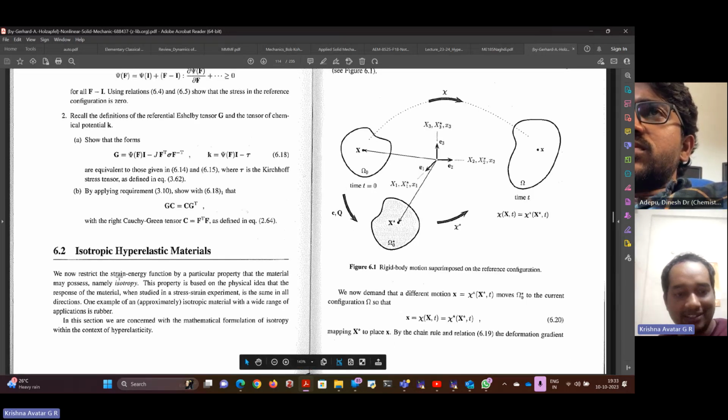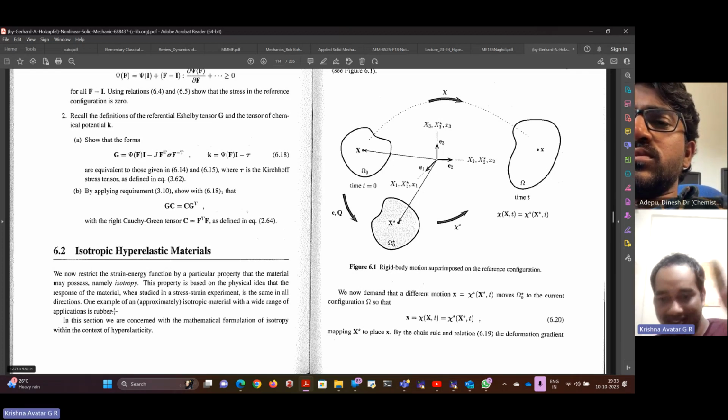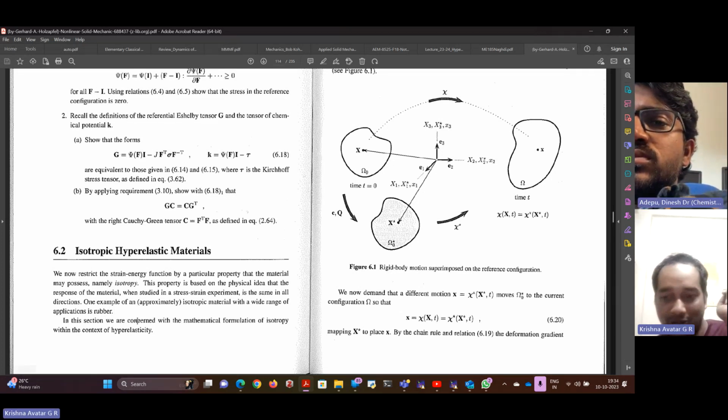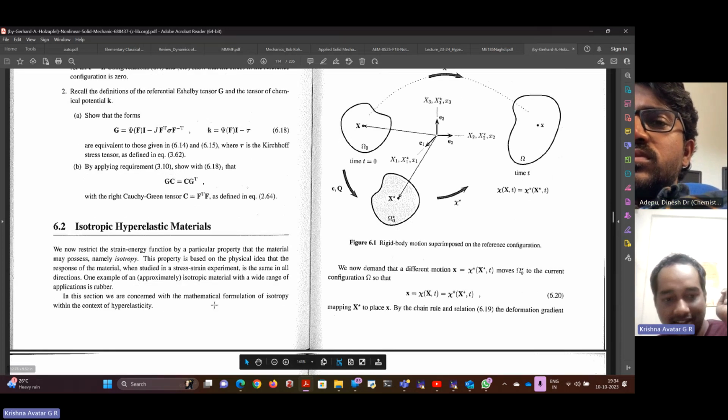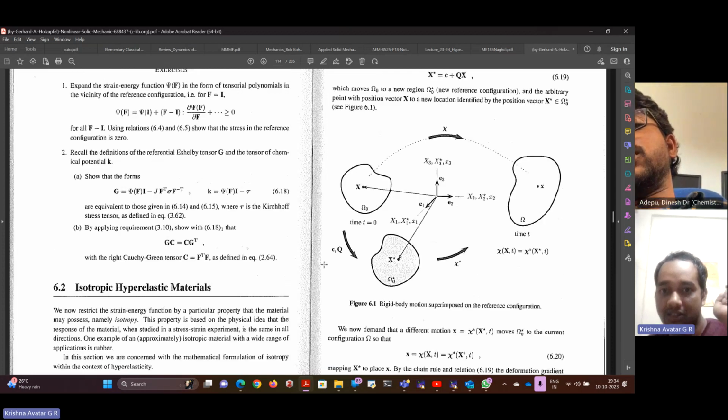So you see that we now restrict the strain energy function by a particular property that the material may possess, namely isotropy. This property is based on the physical idea that the response of the material when studied in a stress strain experiment is the same in all directions. One example of an approximately isotropic material with a wide range of applications is rubber. So rubber is almost an ideal isotropic material, right? In this section, we are concerned with the mathematical formulation of isotropy within the context of hyperelasticity. So now you see.